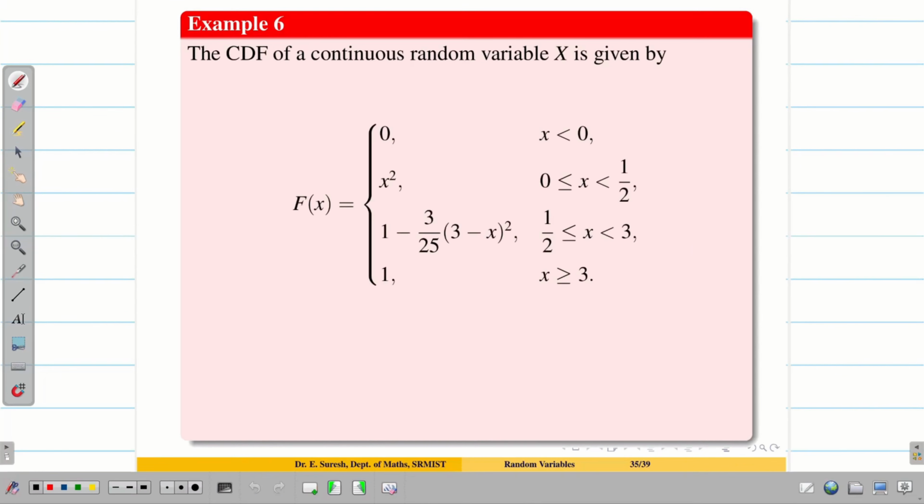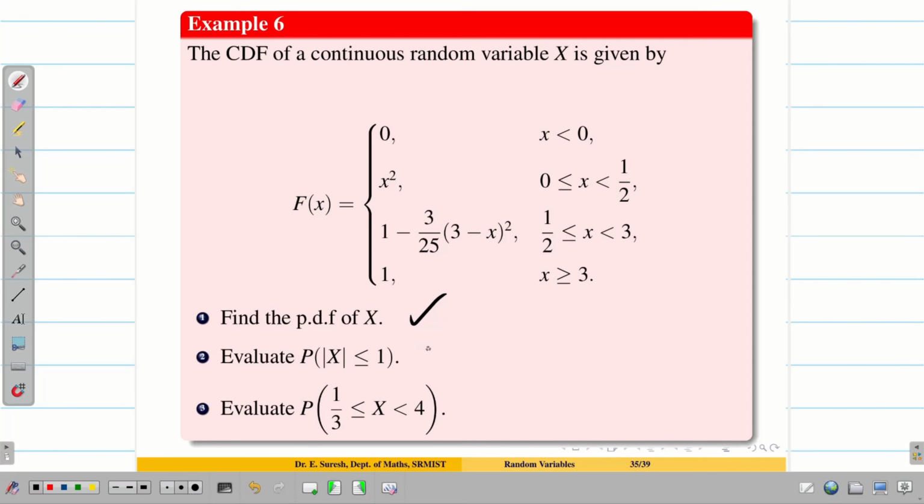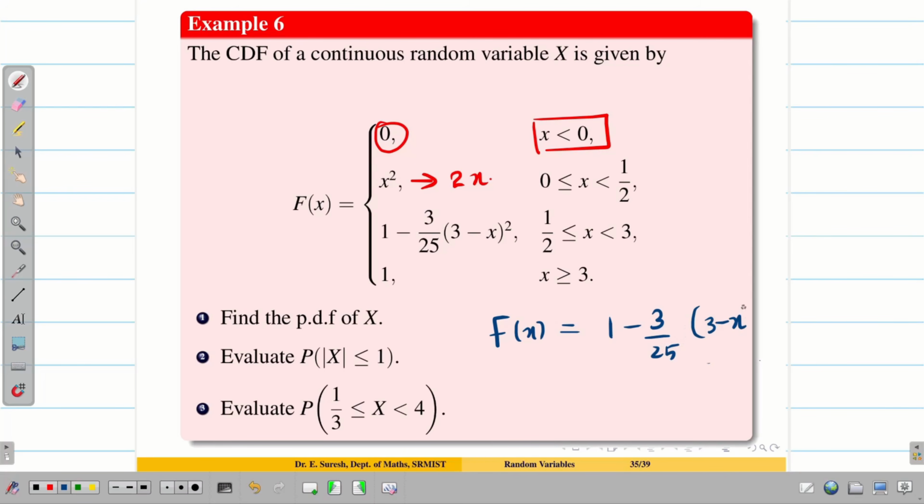For a given CDF, find the PDF and then evaluate these two using the CDF. We just have to differentiate this. Now for x less than 0, it is already 0, so we don't want to do anything. When x lies between 0 to 1 by 2, the differentiation of x square is 2x. My capital F of x is 1 minus 3 by 25, 3 minus x whole square.